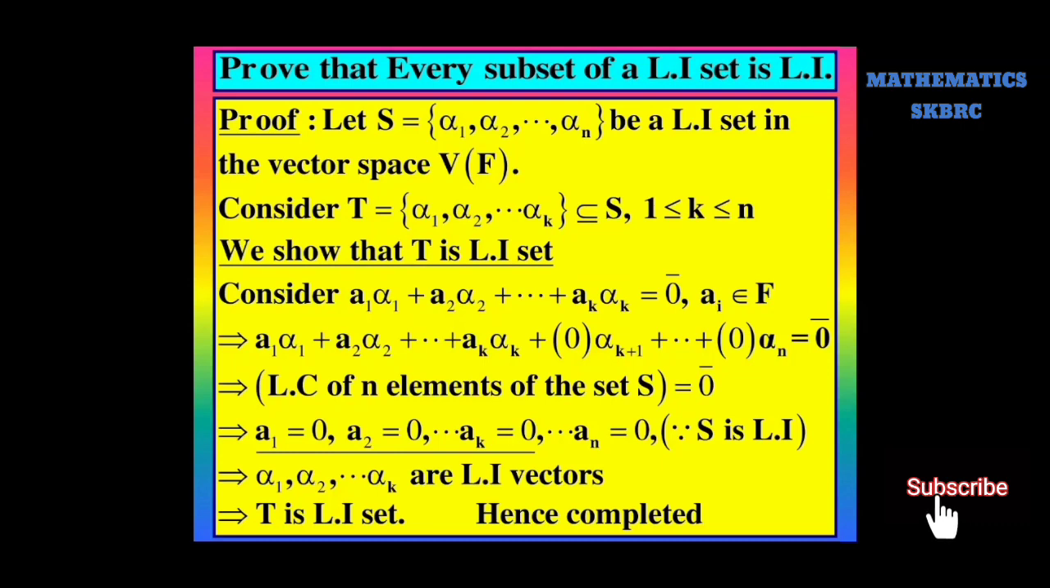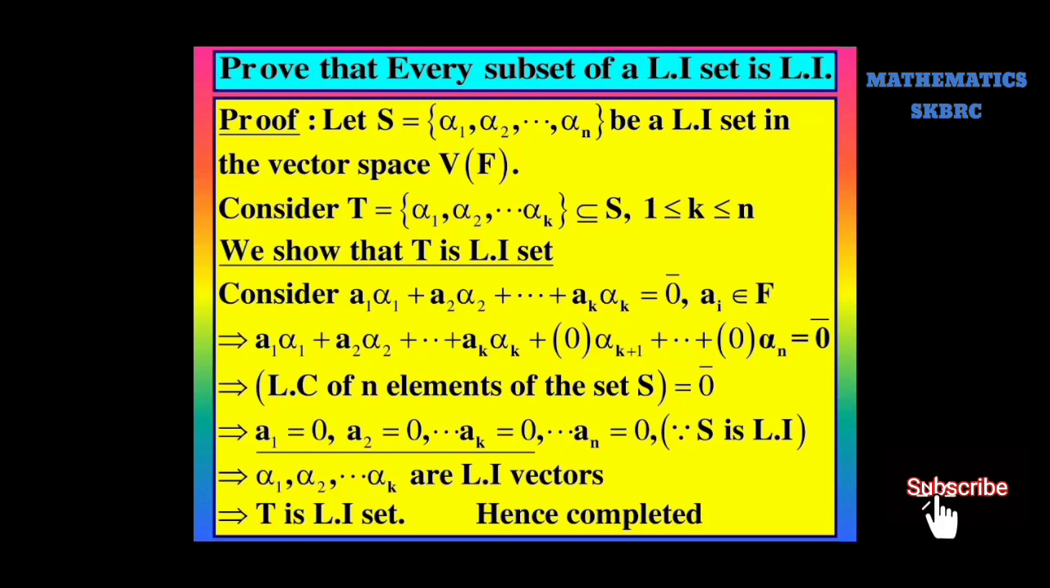Since T contains k vectors, consider the linear combination a1 alpha 1 plus a2 alpha 2 plus and so on ak alpha k equal to 0 bar, where a1, a2 and so on ak are scalars belonging to F. It can be extended up to n terms by using 0 scalars. Then we write a1 alpha 1 plus a2 alpha 2 plus and so on ak alpha k plus 0 into alpha k plus 1 plus 0 into alpha k plus 2 plus and so on 0 into alpha n equal to 0 bar. It is a linear combination of the n vectors of S equal to 0 bar.